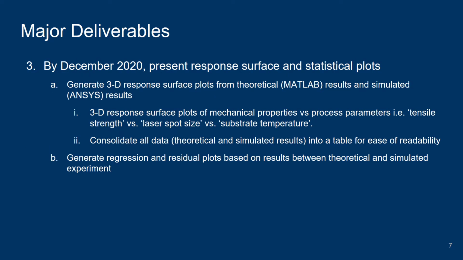By December 2020, 3D response surface plots and statistical plots will be presented to show which combination of parameters will yield the maximum mechanical properties. The response surface plots will be generated based on the theoretical results from MATLAB and the simulated results from ANSYS. The output variables, which would be the mechanical properties, will be plotted along the z-axis, and the input variables, which are the process parameters, will be plotted along the x and y axes. Both regression and residual plots are to be generated based on the theoretical and simulated results.